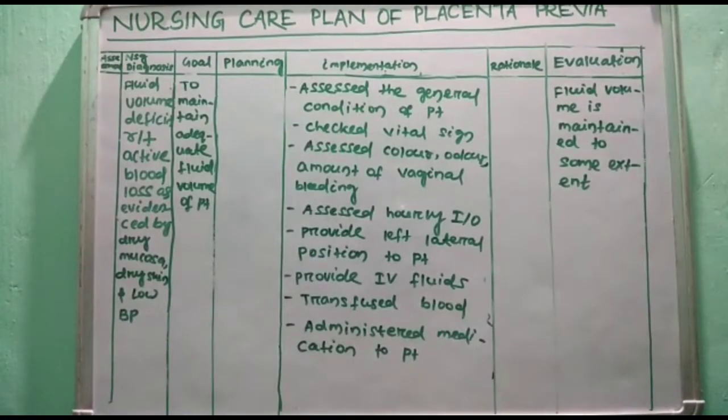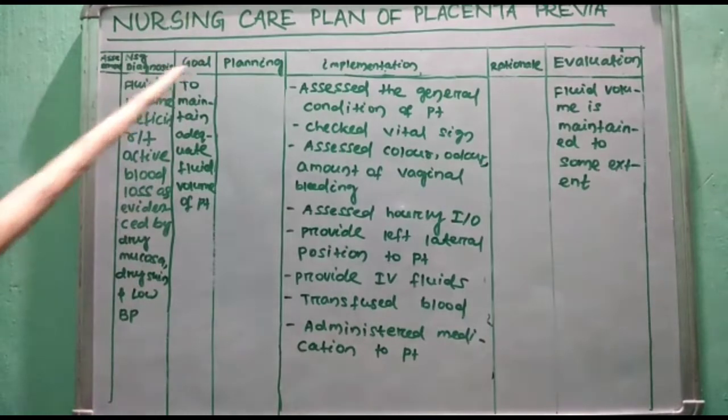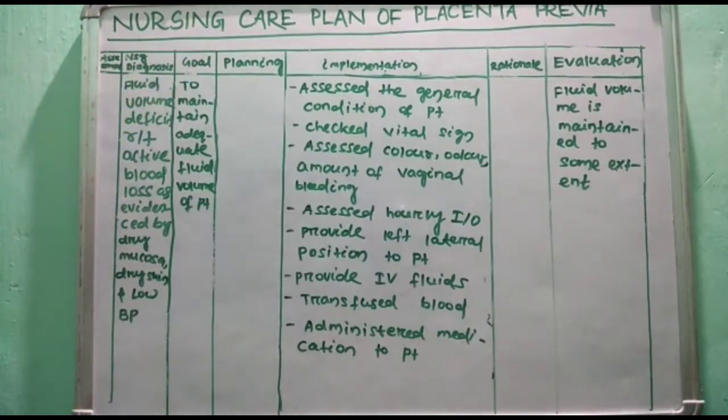The second nursing diagnosis is fluid volume deficit related to active blood loss as evidenced by dry mucosa, dry skin and low BP, that is hypotension. Here assessment is in subjective data: the patient complained of heavy bleeding, the duration of bleeding, and decreased urine output. In objective data we observed dry skin, dry mucosa, increased urine concentration and decreased urine output or oliguria. Then the goal is to maintain adequate fluid volume of the patient.